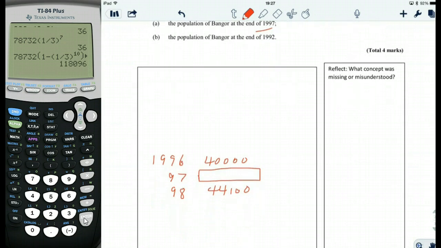What if we figured out the R value, the common ratio? If we figured out the common ratio, then all we need to do is multiply 40,000 times the common ratio, and then we would get the value for 1997, right? So how can we figure out the common ratio?